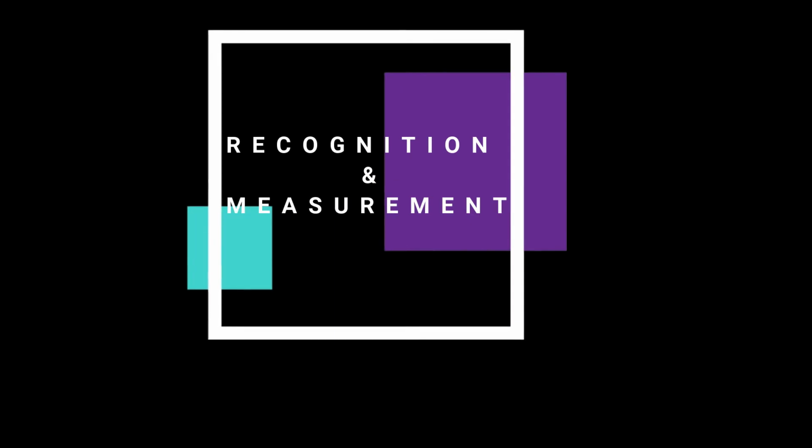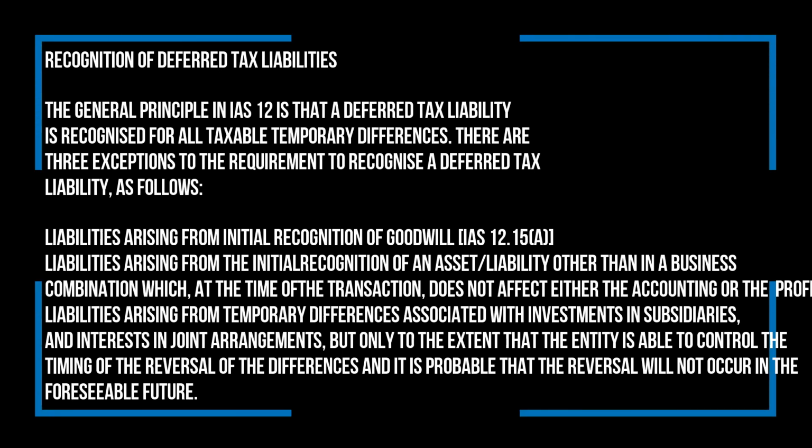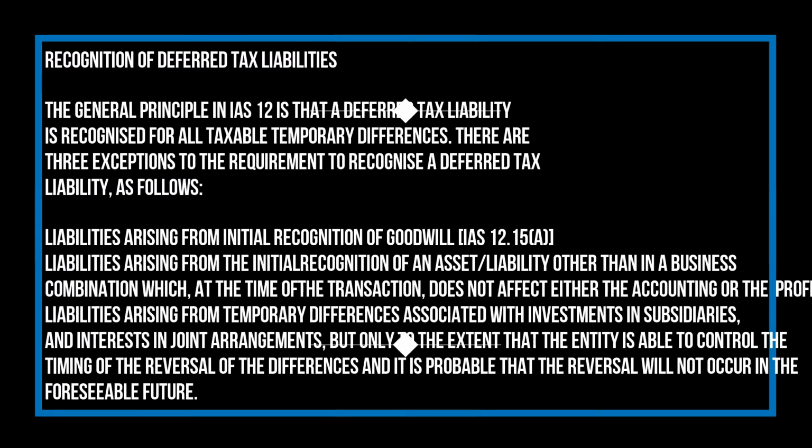Recognition of deferred tax liabilities. The general principle in IAS 12 is that a deferred tax liability is recognized for all taxable temporary differences, and there are three exceptions to the requirement to recognize deferred tax liabilities. Number one, liabilities arising from initial recognition of goodwill. Number two, liability arising from the initial recognition of an asset or liability other than in a business combination, which at the time of the transaction does not affect either the accounting or the taxable profit.